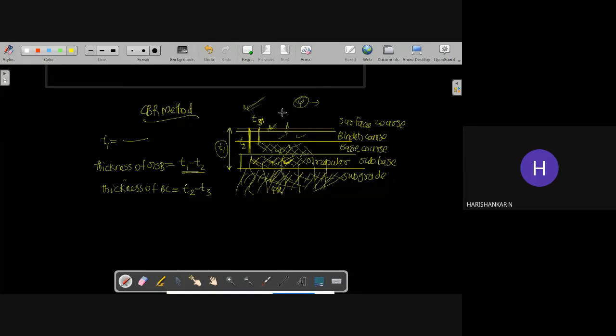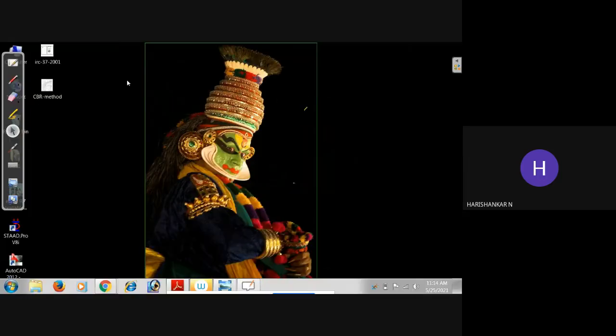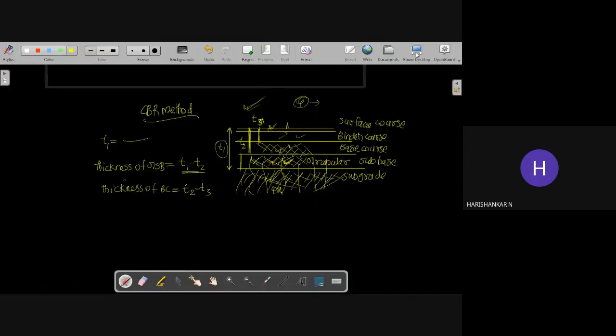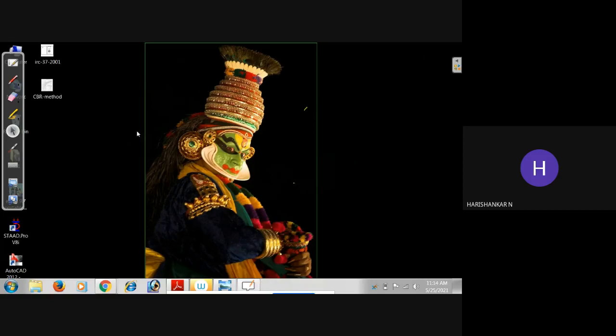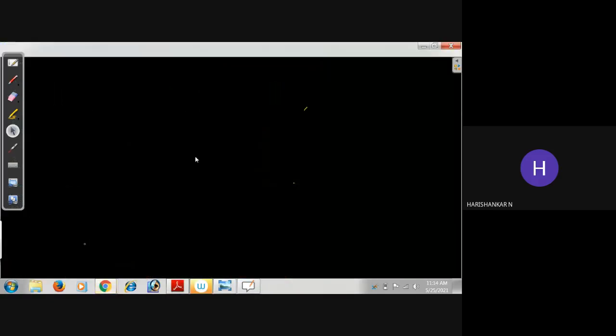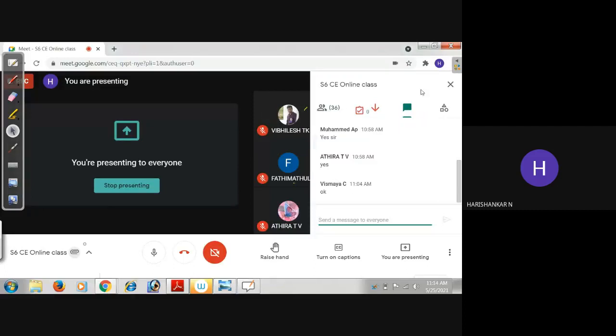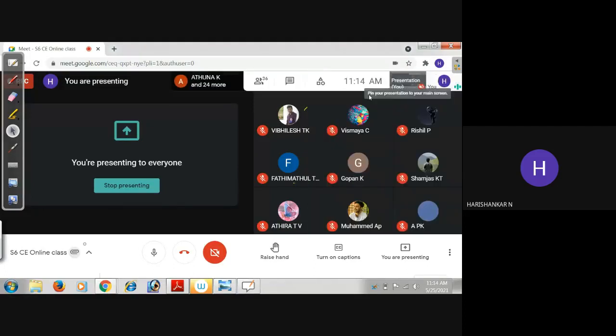In the actual IRC procedure for finding the combined thickness in India, you are also using the CBR value only. At that time also you have to perform the CBR test for the soil subgrade. So that is how you do the CBR test. I hope you have understood that CBR procedure also.